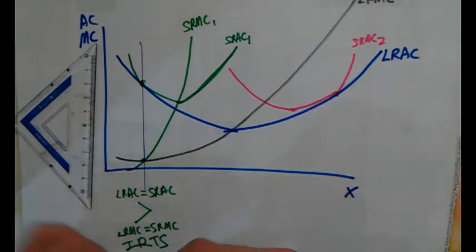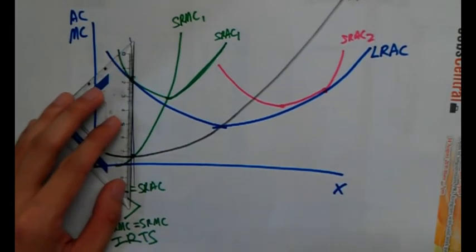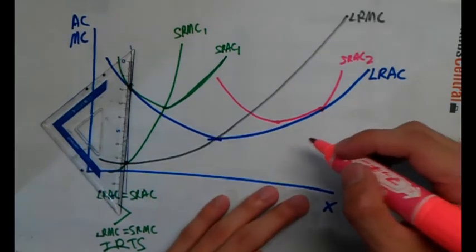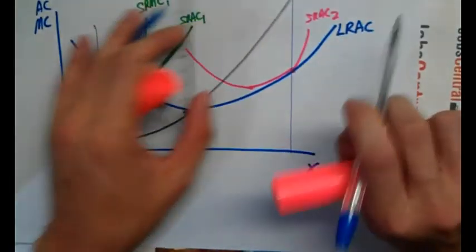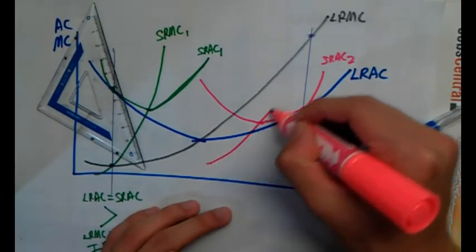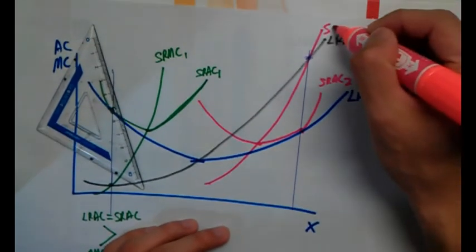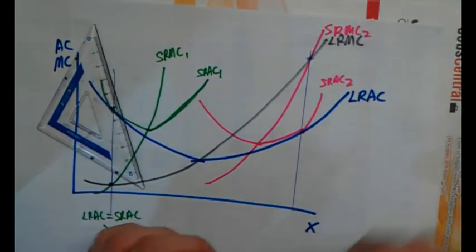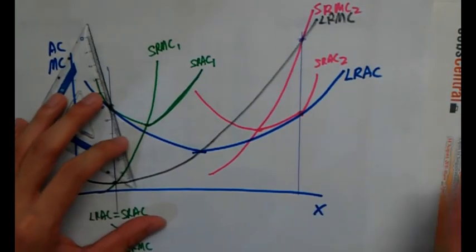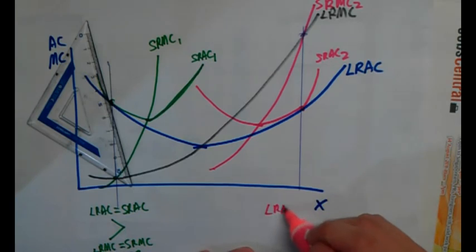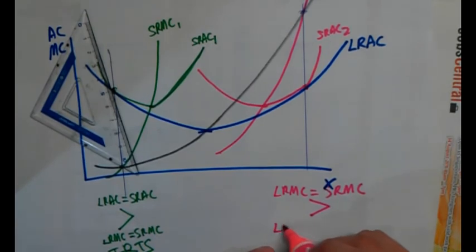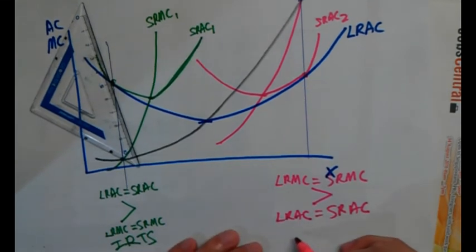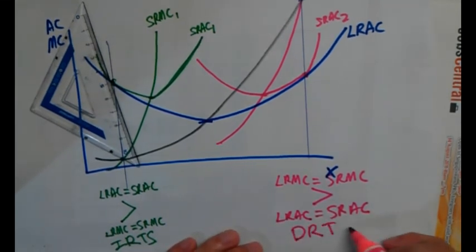At this point over here, I'm just going to draw in my SRMC2 for you to see. We know that it will intersect at the same line here, so like this, SRMC2. You can see that LRMC equals SRMC is more than my LRAC equals SRAC. At this point, the firm is going through decreasing returns to scale.